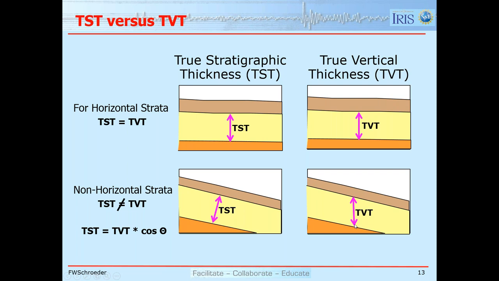You can imagine that this is a right triangle. The true vertical thickness is the hypotenuse. And so true vertical thickness will always be a little larger in quantity than the true stratigraphic thickness. And if I know what the dip of these layers is, let's say it's at an angle theta, the true stratigraphic thickness is the true vertical thickness times the cosine of that angle theta.